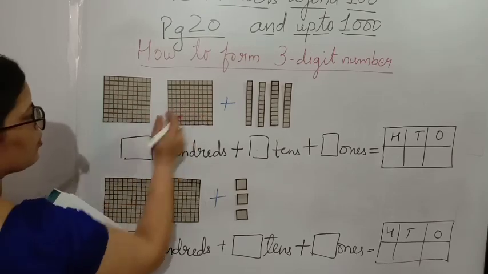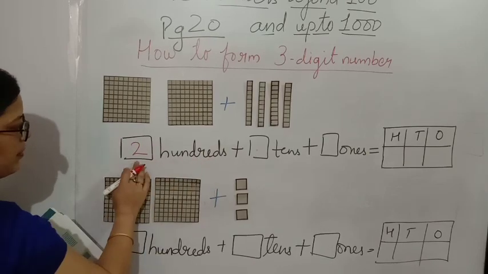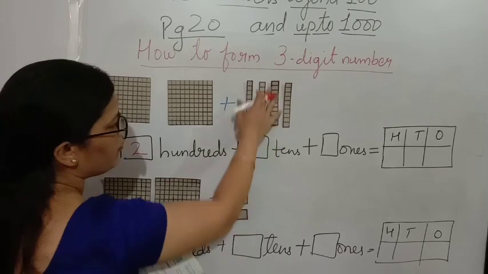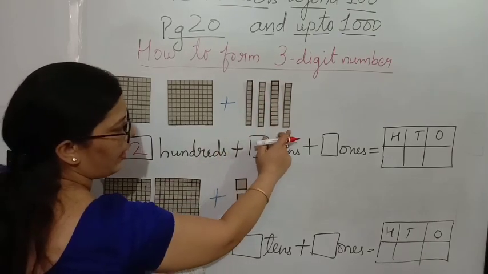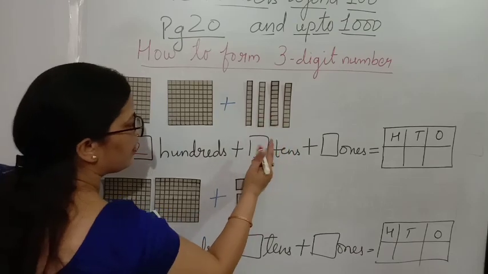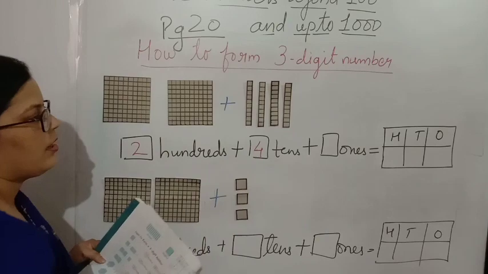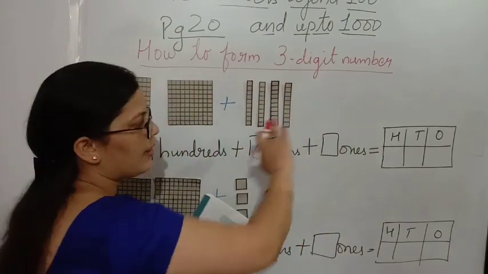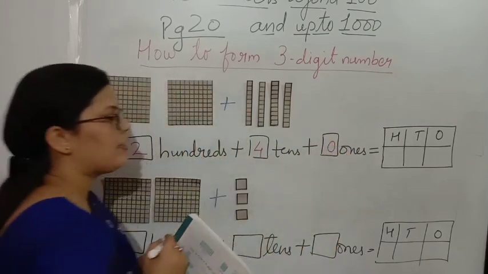1 and 2. So in this box of hundreds place we'll write 2. Now how many blocks of tens are there? 1, 2, 3 and 4. 4 tens. We'll write 4 at tens place. Then how many ones are there? No ones are given. Nothing is there. What does it mean? We'll write 0 at ones place.